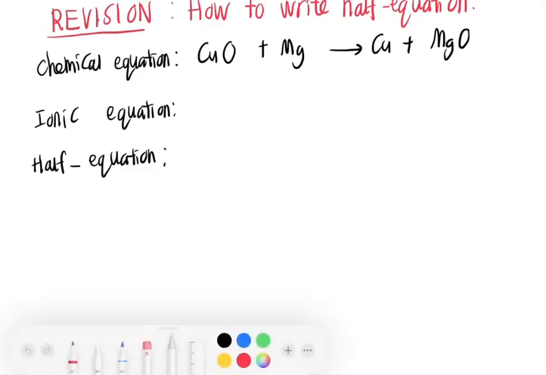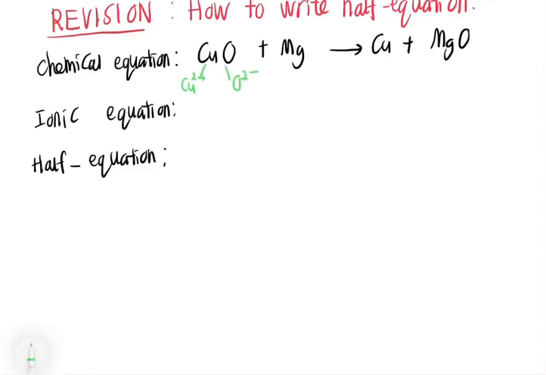In order to convert the chemical equation into an ionic equation, you first change the ionic compounds into their respective ions, which are Cu2+ and O2-, while solids don't change. Only the ionic compounds like CuO and MgO can be changed into their respective ions. And the O2- ion appears on both sides of the equation, so you can cancel them off.